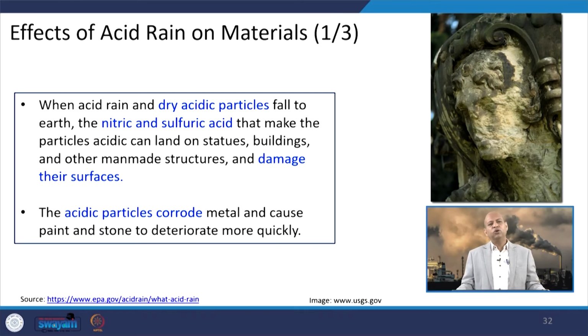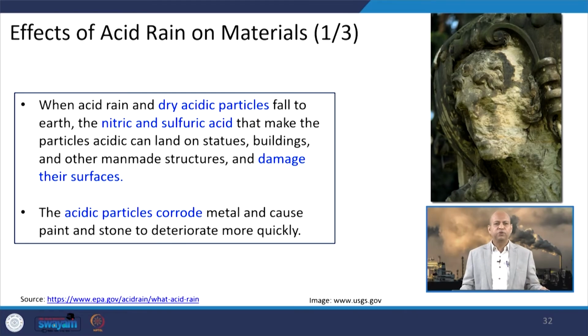Okay. When we talk about the impacts of acid rain on materials, then you may visualize different monuments whose surfaces are deteriorated by these acid rain particles and acid rain itself, like sulfuric acid, because the statues or the building materials of stone can get affected very severely. Okay. These acidic particles may corrode the metals, or they can cause paint and stones to deteriorate more quickly because of their chemical reactions.